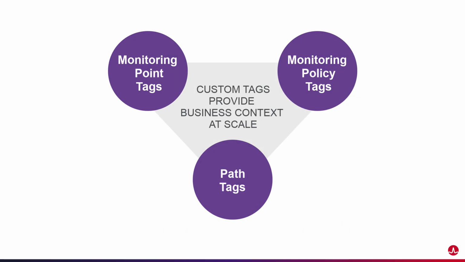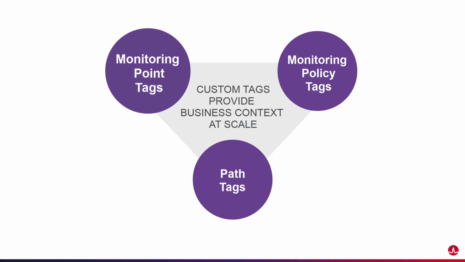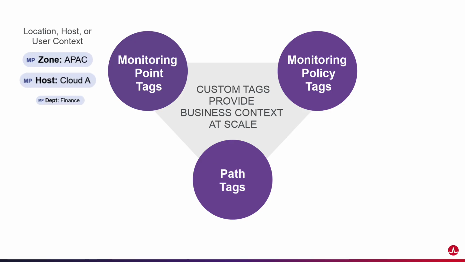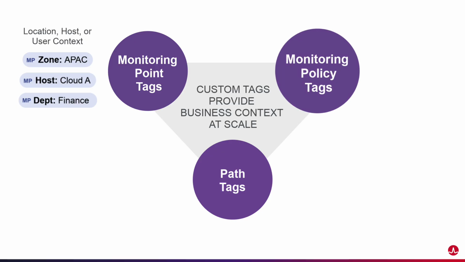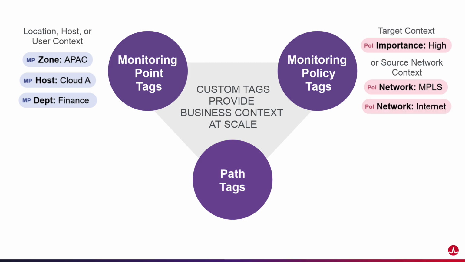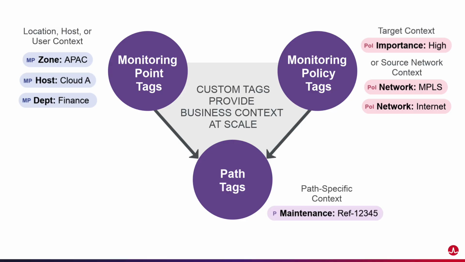Custom tags can be assigned to various inventory items in AppNeta. When assigned to a monitoring point, custom tags provide context about where the monitoring point is deployed, such as information about the location, host environment, or users. A tag assigned to a policy target provides additional context about the target application or network endpoint being monitored. And tags assigned to network rules within a policy provide context about the source egress network. Network and web paths inherit these custom tags from their source monitoring point, monitoring policy target, and network rule. But users can also assign custom tags to individual paths if needed to provide path-specific context.